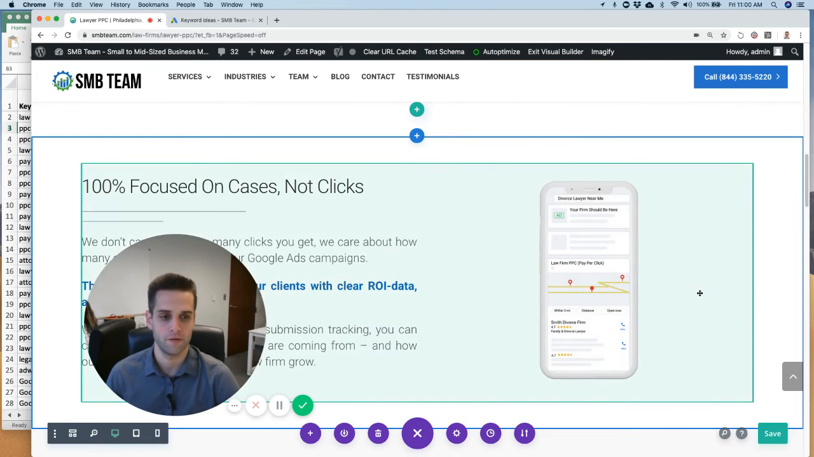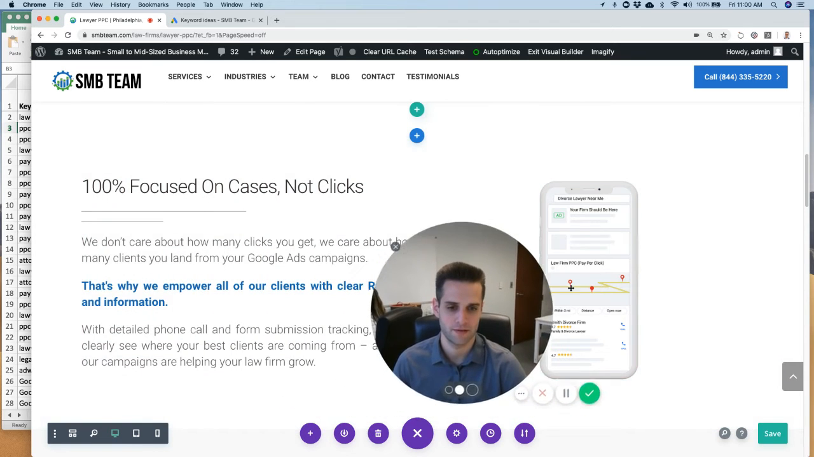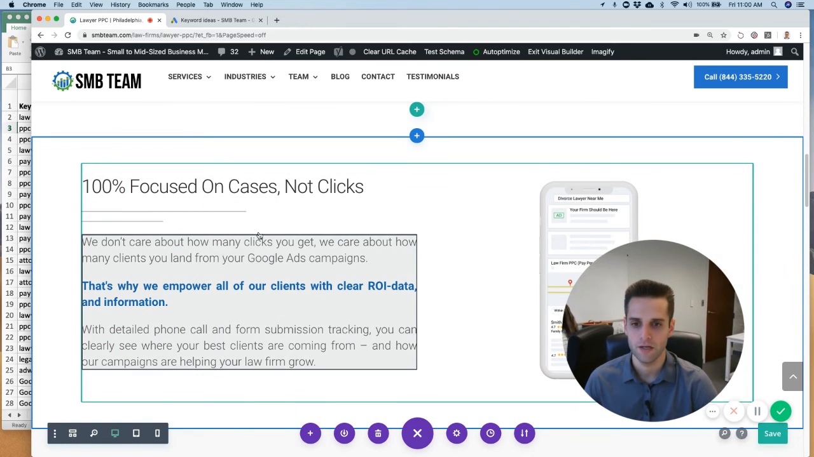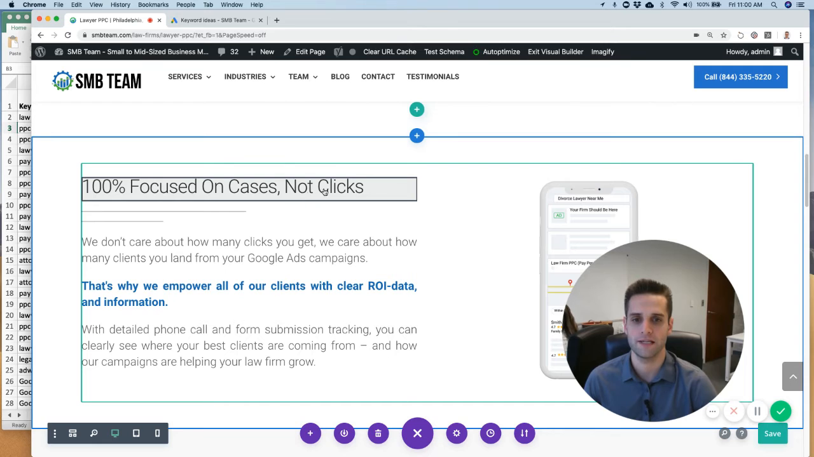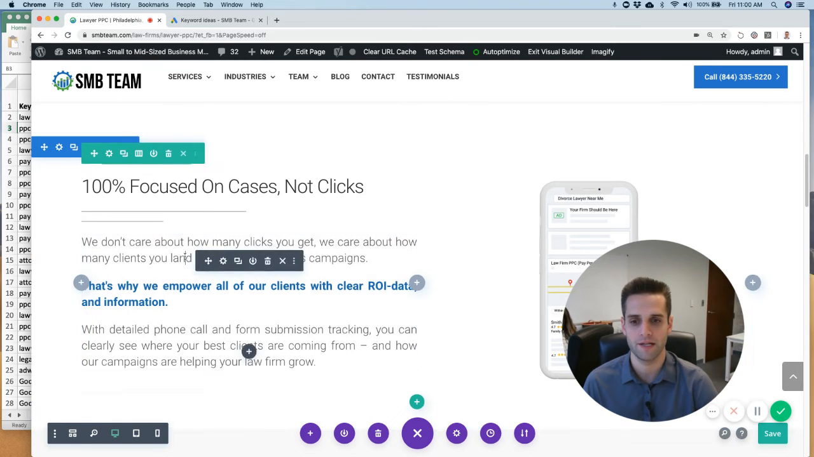So then we have over here, drag my photo all over the place. Okay, 100% focus on cases, not clicks. We don't care about how many clicks you get. We care about how many clients you land from your, and this is funny, again, this is another example of wasted real estate. We don't care about how many clicks you get. We care about how many clients you land. And it just stopped there. Then I just added a little clause at the end of the sentence from your Google Ads campaigns, okay?